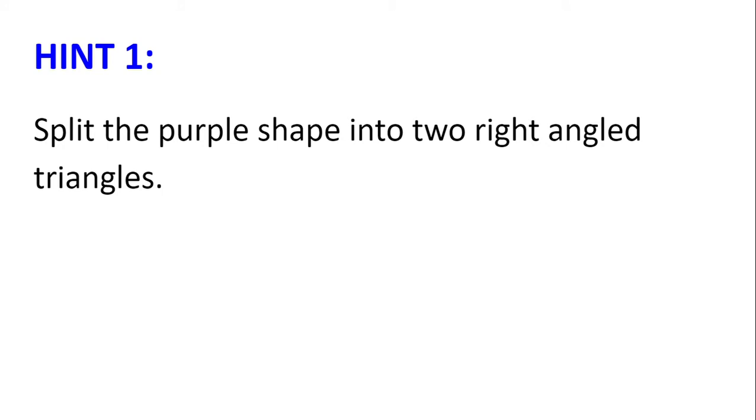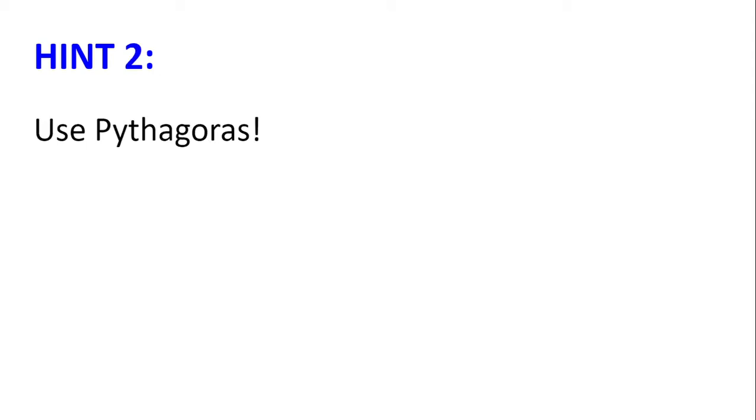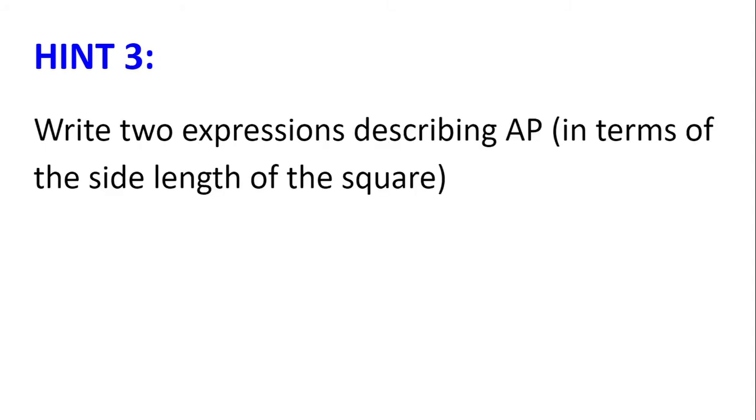Hint number 1. Split the purple shape into two right-angled triangles. Hint number 2. Use Pythagoras. Hint number 3. Write two expressions describing AP, both in terms of the side length of the square.